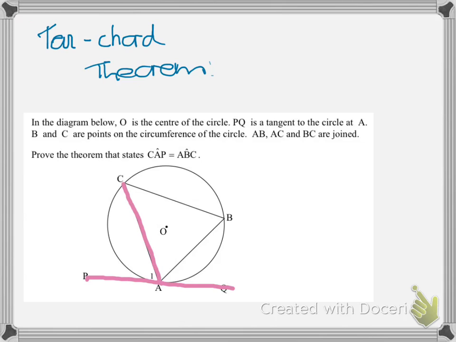The angle between the tangent and the chord is equal to the angle subtended by that chord in the alternate segment. So what angle is subtended by that chord, but on the opposite side of A1? Well, that would be angle B. So the tan-chord theorem states that the angle A1 is equal to angle B.